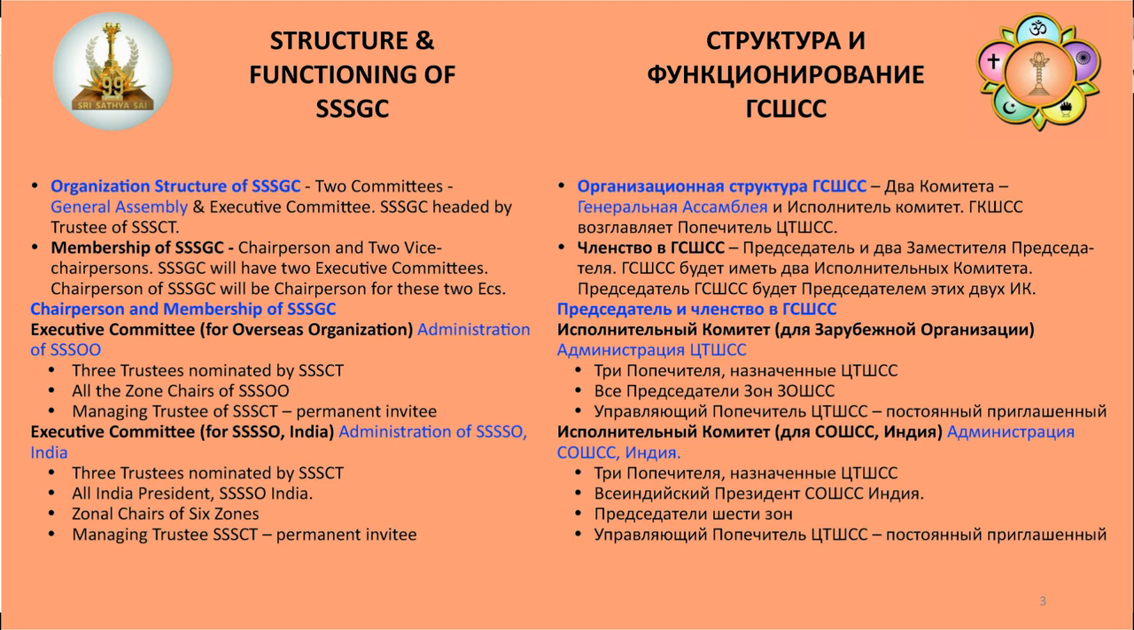This is the organization structure and functioning of Shri Satya Sai Global Council. This says there are 2 committees. One is the General Assembly. The other one is the Executive Committee.